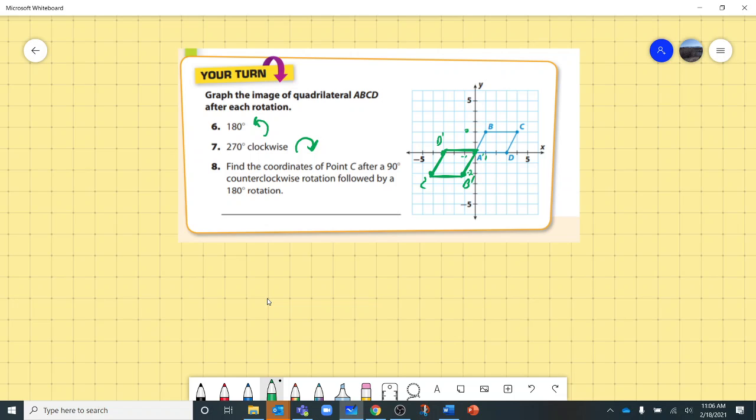Anyway, let's go ahead and do a 270 degree clockwise rotation. I don't know if this is what was intended, but I'm going to start with our new image, our A prime, B prime, C prime, D prime, and I'm going to go 270 degrees clockwise. Actually, I'm going to make this into a second video. So first video, we're going to call that good, and then I'm going to come up with a follow-up video.